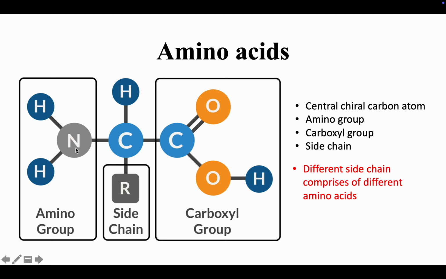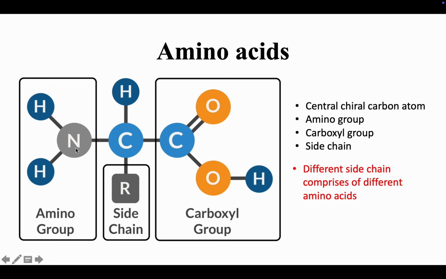And we have a central carbon, which is a chiral carbon, and to this chiral carbon we have four different moieties attached, one of which is amino, and the third group, which is the R side chain. So different amino acids comprise different R side chains. This R moiety here changes with different amino acids. So this is the general structure of amino acid.